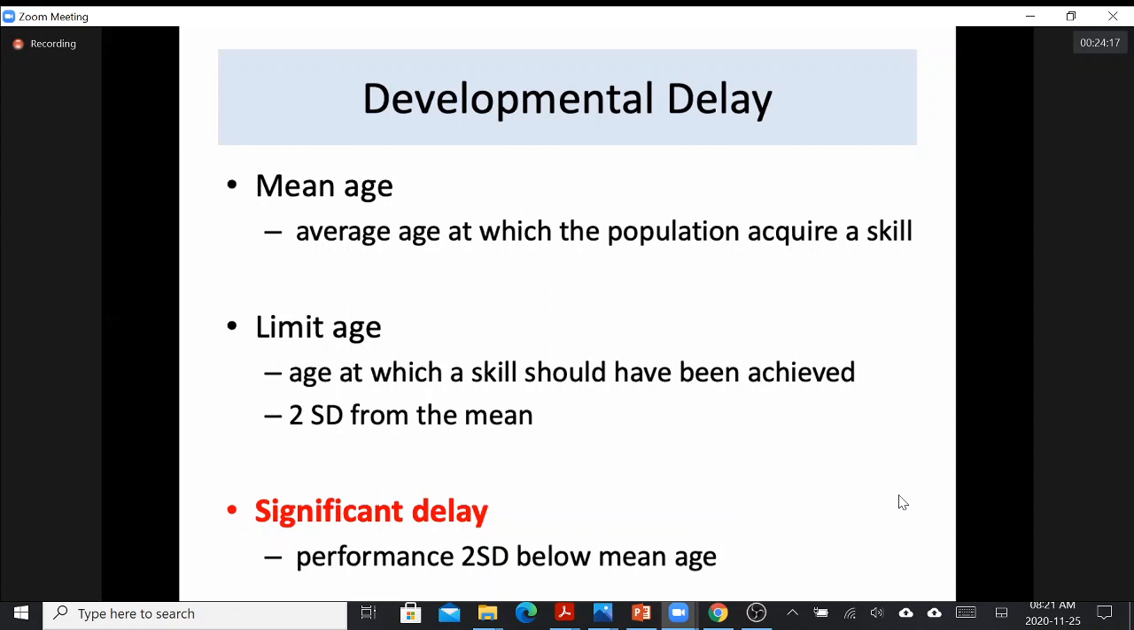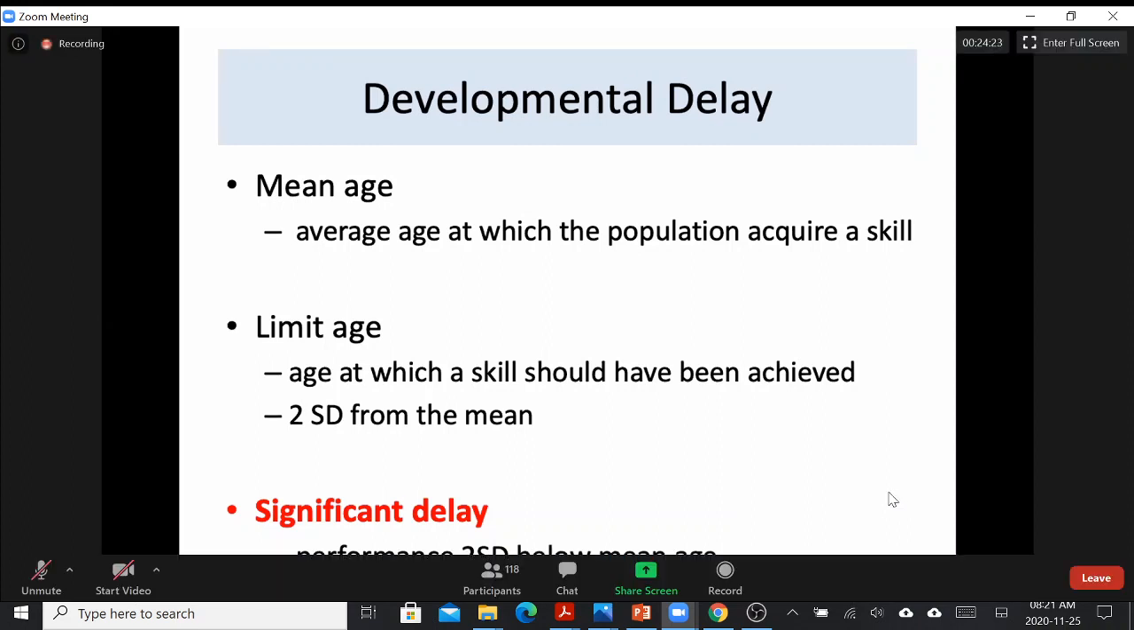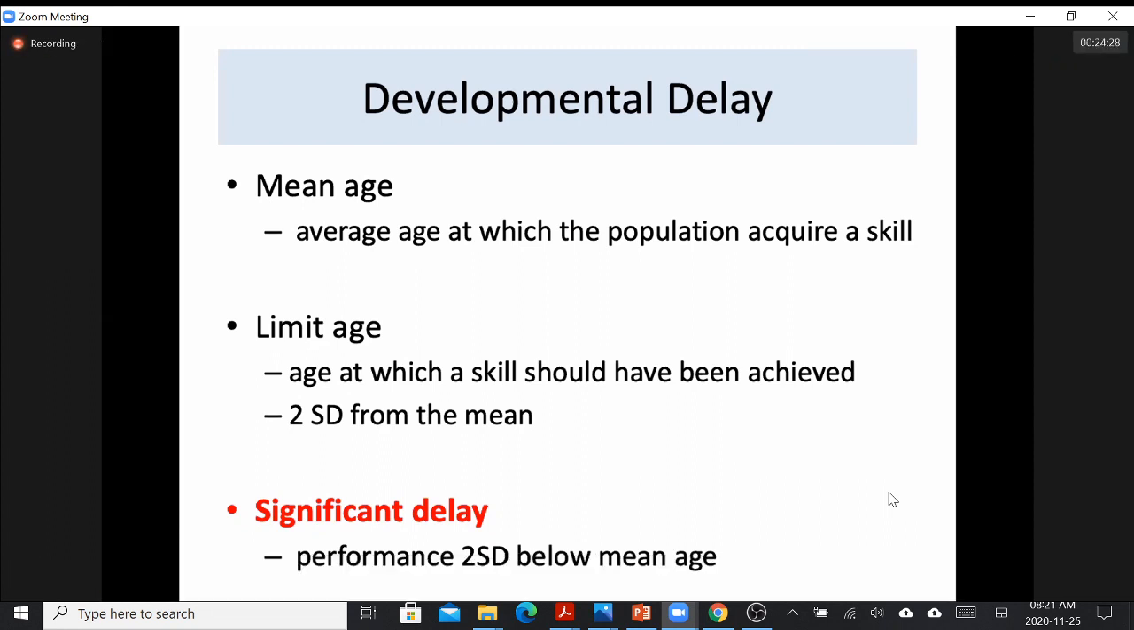Right? So for every development milestone, there is an average age at which they acquire skills. So for example, if we take head control, the mean age is 4 months, right? Then there is what is called a limit age, right? A limit age is the age by which a skill should have been achieved by, let's say, nearly all of the population, because everybody doesn't do everything at the same time. So more than 2SD of the population should have achieved this skill. So if there's a deviation of more than 2SD from the mean, that means they have passed the limit age as well.